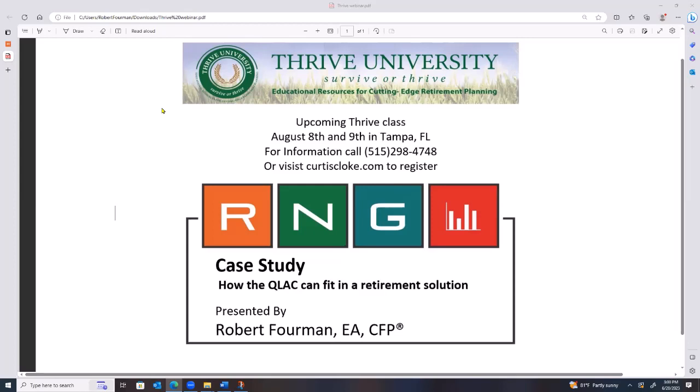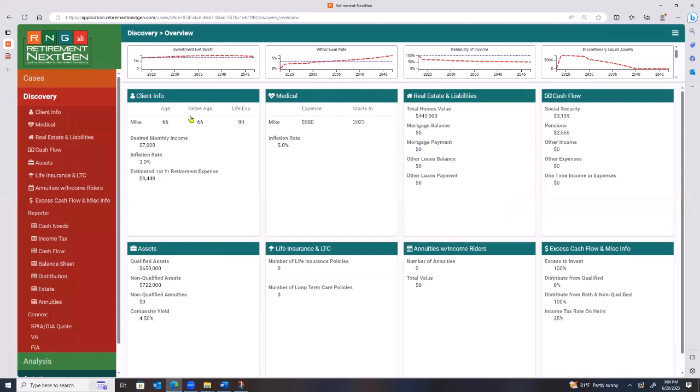All right, time to start on our case study for QLACs. So let's talk about the QLAC before I start going over a case study. There are some interesting, good changes this year in the use of the QLAC. There's no more limitation. It used to be 25% of your qualified dollars. Now it's not a percentage, and it's up to $200,000, irrespective.